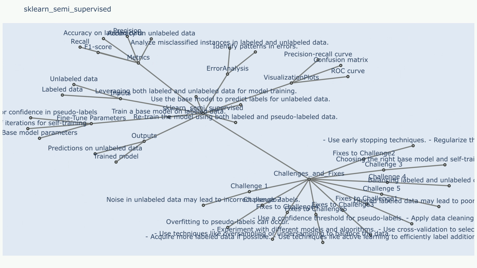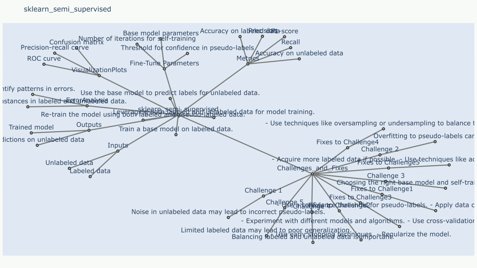Steps. Step 1. Explain in detail initial training. The semi-supervised learning process starts with training the model on the labeled data. This provides the model with an initial understanding of the data.